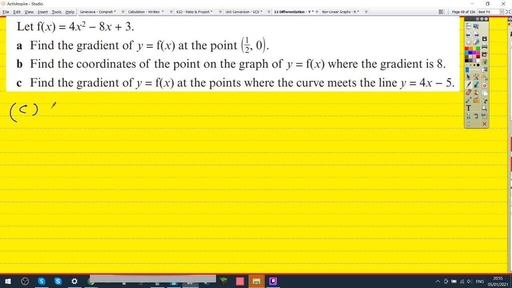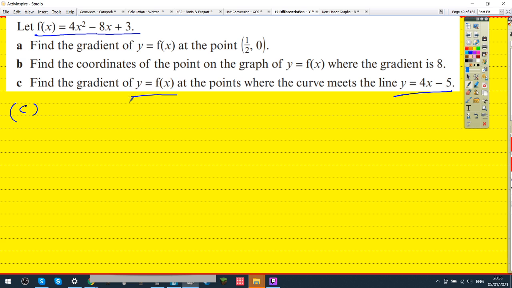Yes. So we need, when x is a half and we sub that into the gradient function, we replace x with something. Well, we need to know where these two cross over. Any idea how you do that?